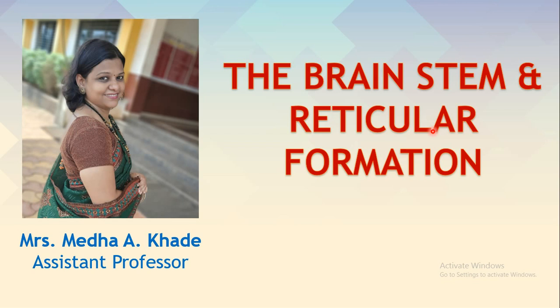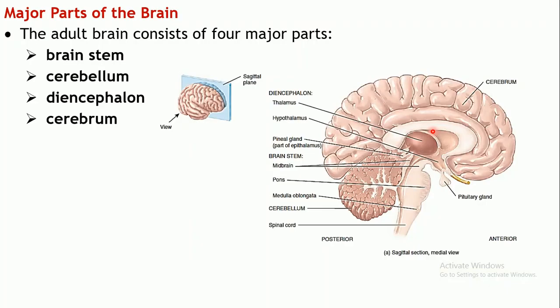So we shall begin with the parts of the brain in detail. Also, we have covered the cerebrospinal fluid in the last lecture, which helps in protection. We have even seen the protective layers. So to start with the parts of the brain, we'll consider the brain stem and the reticular formation in this particular video.